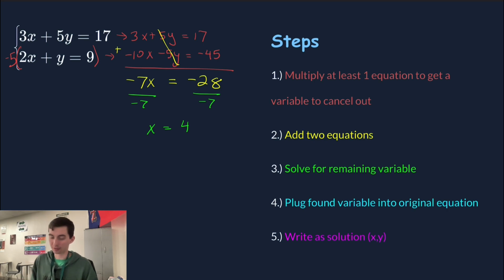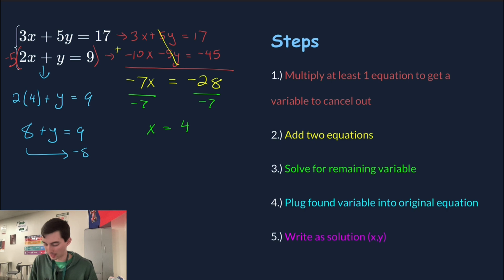And now I can take this 4 and plug it into an equation. So I'm going to say 2 times 4 plus y is going to be equal to 9. 2 times 4 will give me 8 plus y is equal to 9. And now I can move this 8 over to get y is equal to 1. So the solution to this system is just at (4, 1).